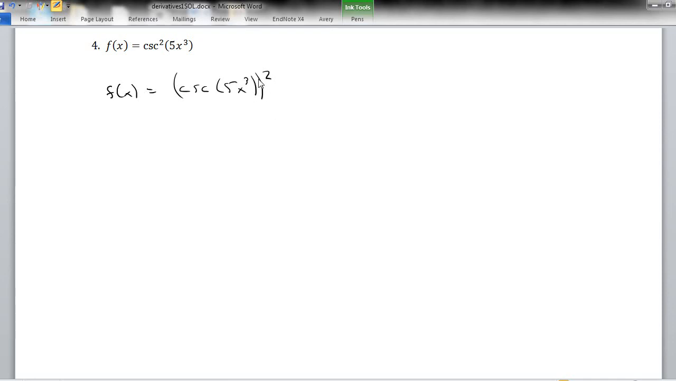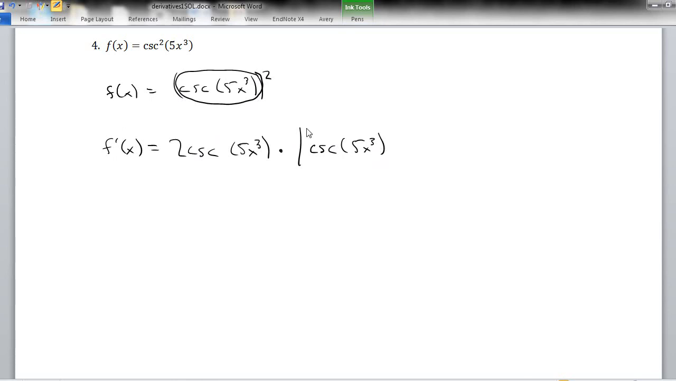All right. So begin by circling everything except the sort of outside layer of your onion here, the outside function, and apply the chain rule in this situation. So the derivative of circle squared is just 2 times circle. So 2 times cosecant of 5x cubed. And now we have to multiply by the derivative of the circle. And that's still a composition, so let me just write what we got. So we have to take the derivative of cosecant 5x cubed. So that's what we got from the first application of the chain rule.